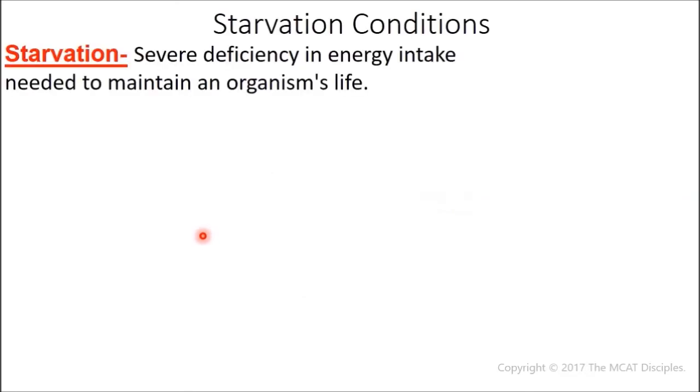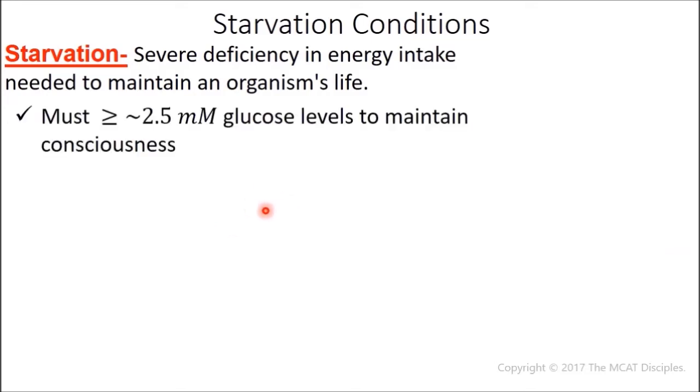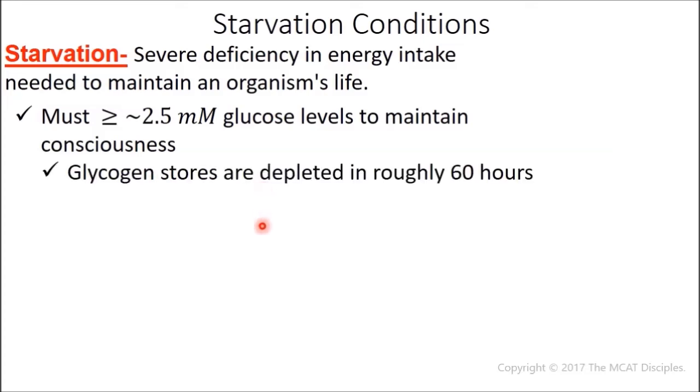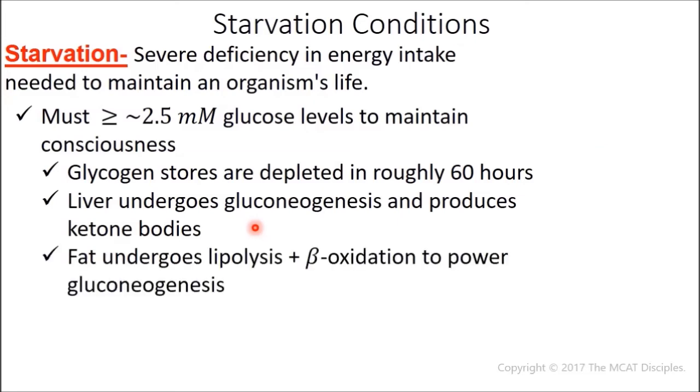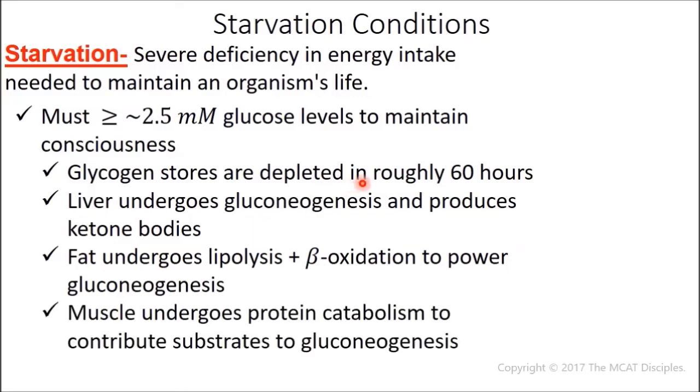So the last thing we have to cover then is starvation. Starvation is a severe deficiency in energy intake needed to maintain an organism's life. You must maintain about 2.5 millimolar glucose level to maintain consciousness. Glycogen stores are depleted in roughly 60 hours during starvation conditions, and the liver undergoes gluconeogenesis and produces ketone bodies. Fat undergoes lipolysis and beta oxidation to power gluconeogenesis, and muscle undergoes protein catabolism to contribute substrates to gluconeogenesis.